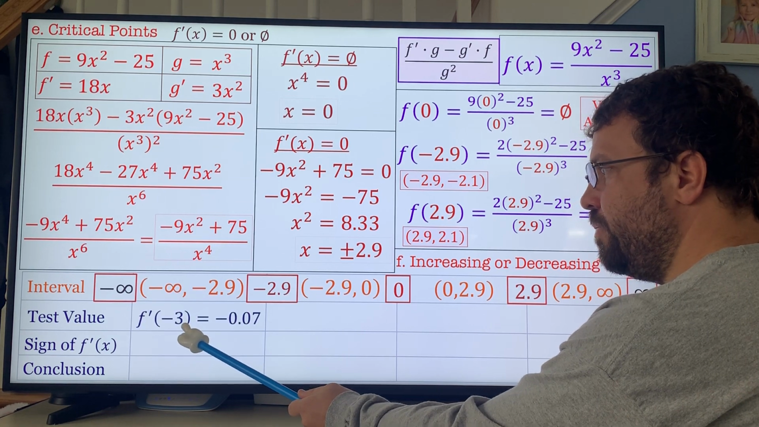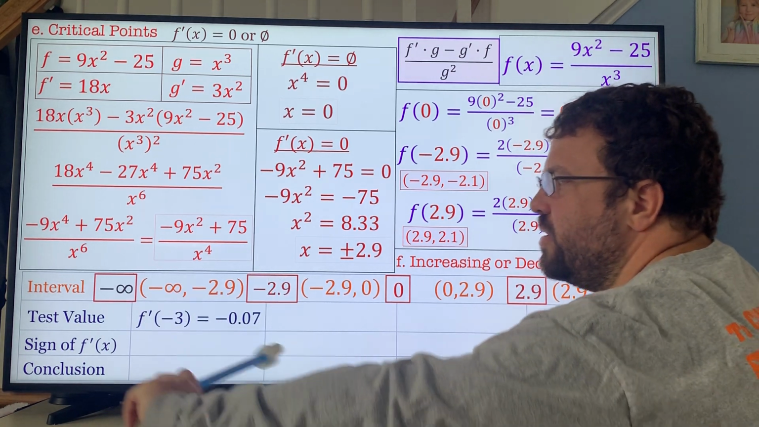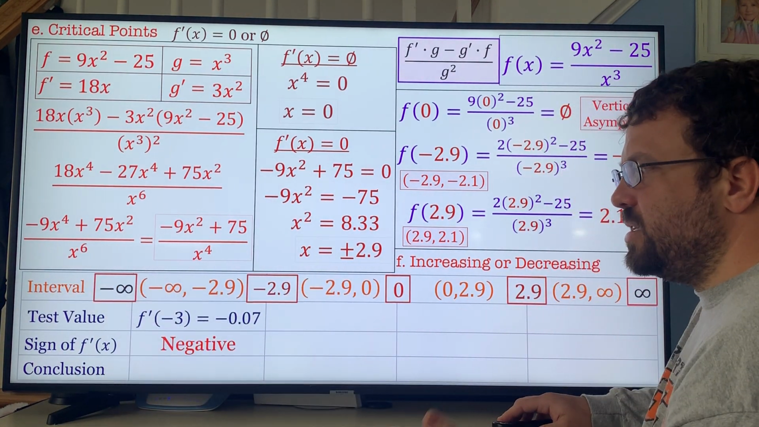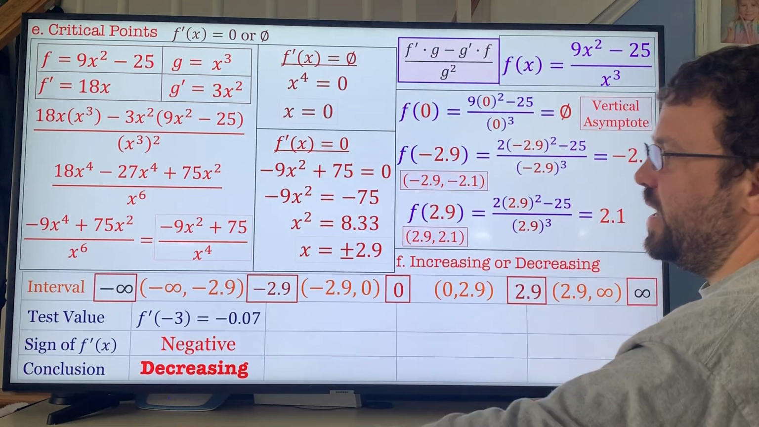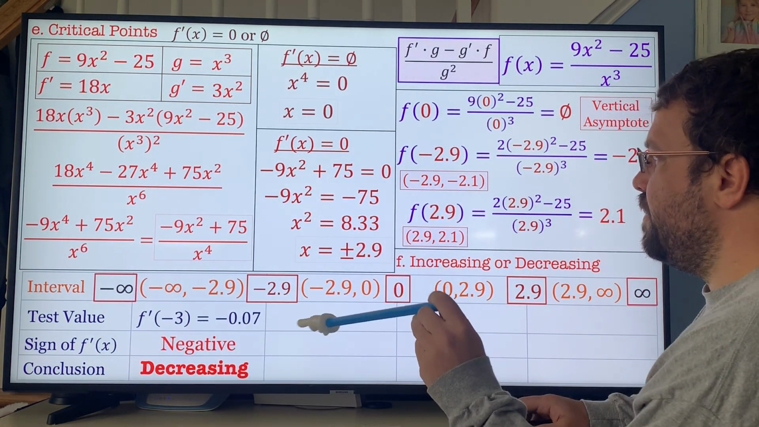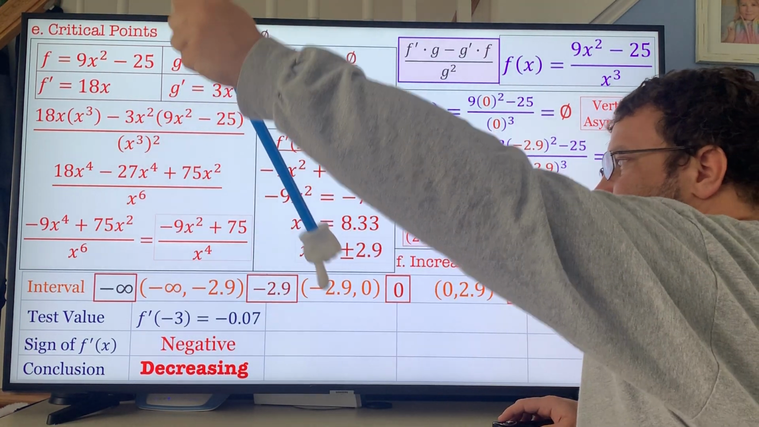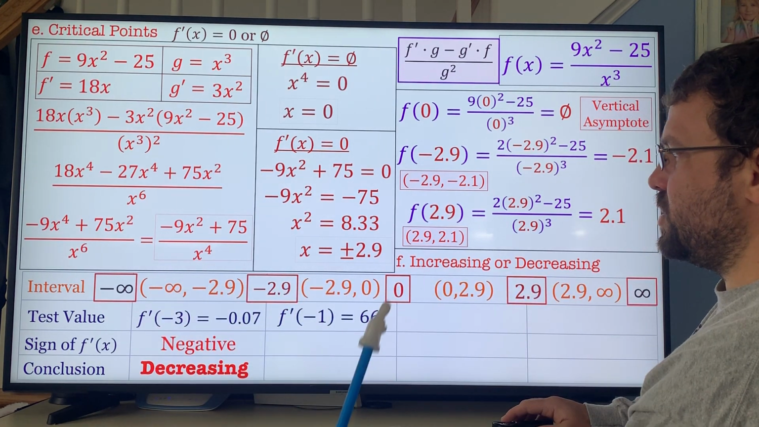Negative 3. That's really close, but it's less than it. Negative 0.07. The higher negative, the lower negative numbers you pick, the bigger this number will be. But in all cases, the number is negative, so it's decreasing. So the graph is going to be going down, which makes sense. Down this way, it hits this point, then it's going to start going up.